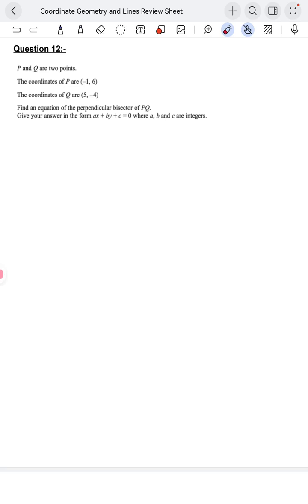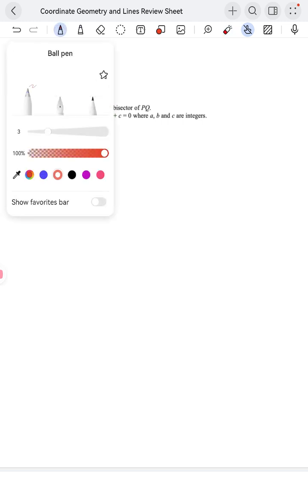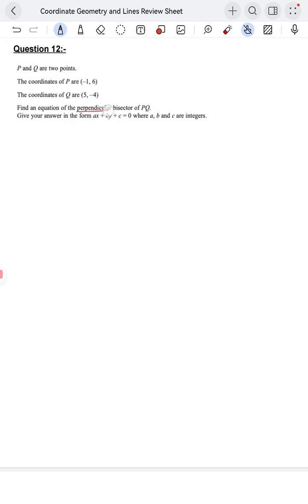Question number 12. P and Q are 2 points. The coordinates of P are -1 and 6, and of Q are 5 and -4. Find the equation of the perpendicular bisector of PQ. Let us imagine that P is this point, which is -1 and 6, and Q is this point, 5 and -4.